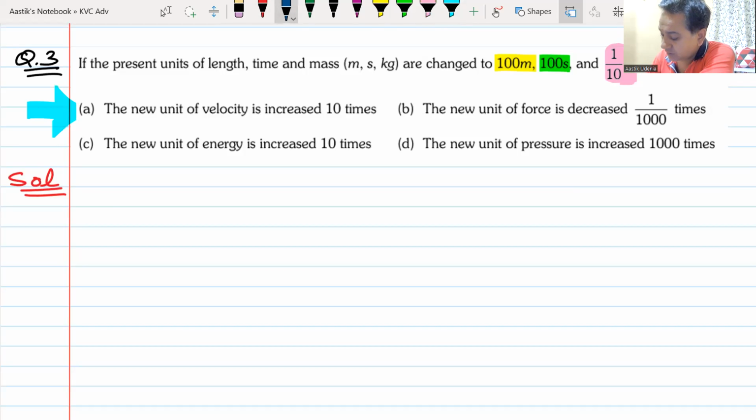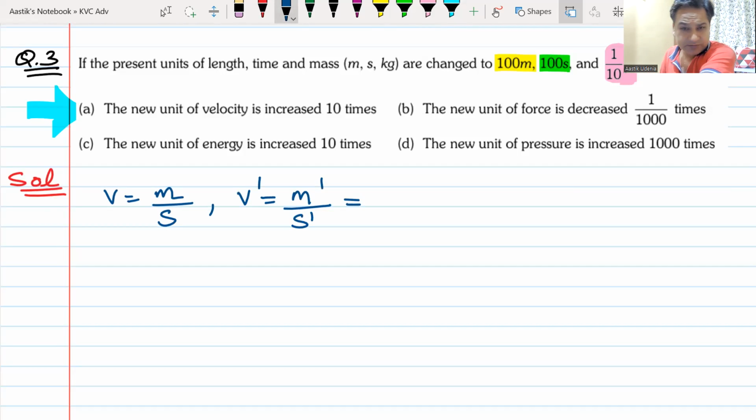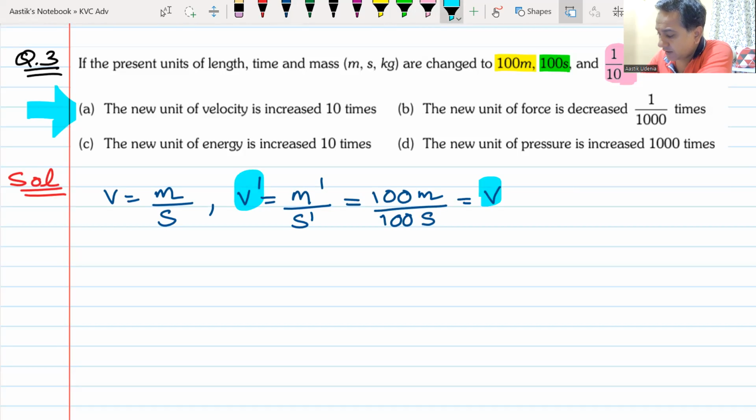Let me write the original unit of velocity. It is meter per second. The new unit of velocity will be meter dash per second dash. I will just substitute the value of meter dash. Meter dash is 100 meters. Second dash is 100 seconds. And I have this same as meter per second, which is the same as V. That means the new V and the original V are the same, and therefore this option is definitely wrong.